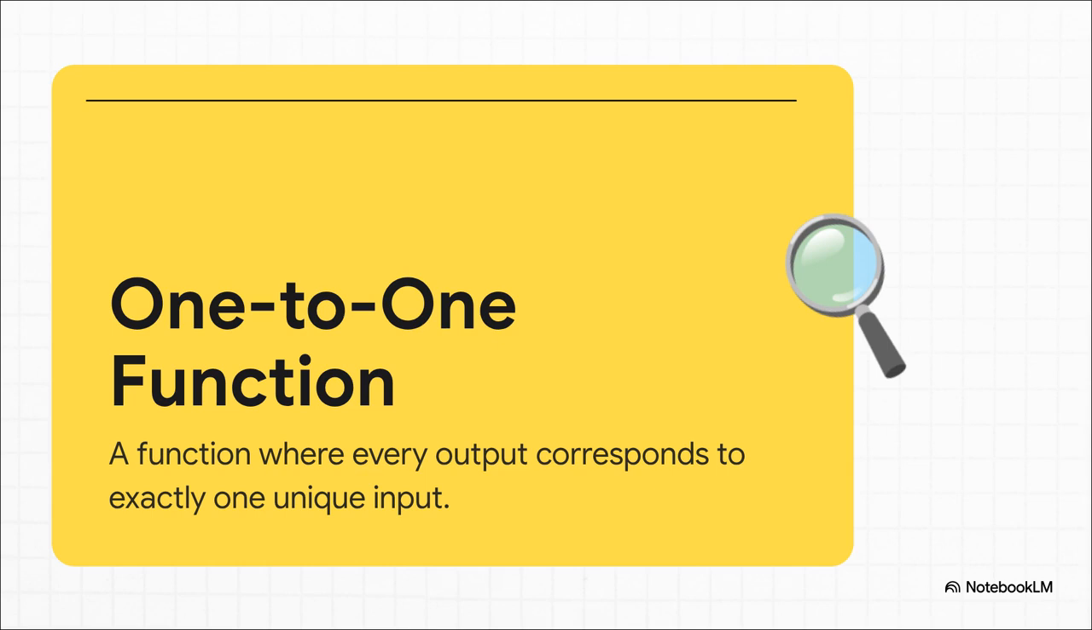And that leads us to the solution. The function has to be one-to-one. This is the golden rule. It just means that every output has one and only one input that it came from. No confusion, no ambiguity. It gives us a clear path back to where we started.